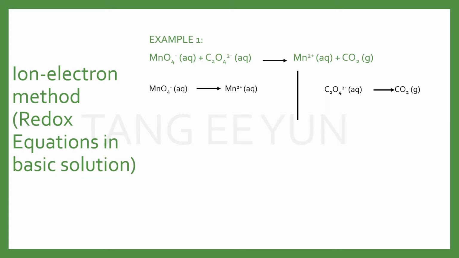To show how to balance a redox equation in a basic solution, I'm going to use the same example as the redox equation in acidic solutions. Just to recap a bit, before we start on the first step, we need to separate the redox equation according to the species. The permanganate ion consists of manganese, and the manganese 2+ ion also consists of manganese, so this will be a pair. The oxalate ion consists of carbon, and carbon dioxide also consists of carbon, so this should be another pair.